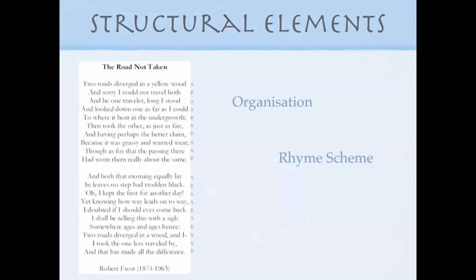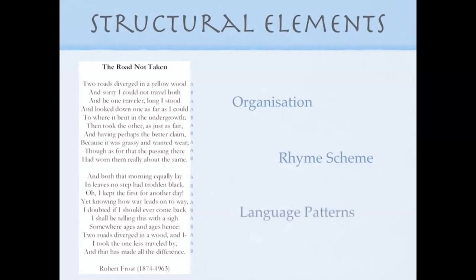Sometimes you'll get rhyming patterns such as A, B, C, B, or you'll get A, B, B, A, or you'll get A, B, C, D, where they don't rhyme at all. They always just vary. So what you need to do is go through the poem and have a look to see if you can find a rhyming scheme just like how I did there.